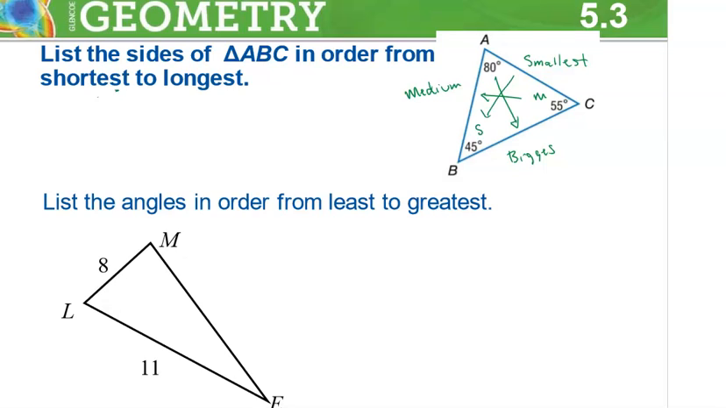But pay attention to shortest to longest, because sometimes those will be longest to shortest. But in this case, it's smallest to longest. So this will be AC, and you have to put the line segment over the top. Smallest, and then AB is the medium, and then BC is the biggest. So this is the longest, this is the shortest, AB is in between.